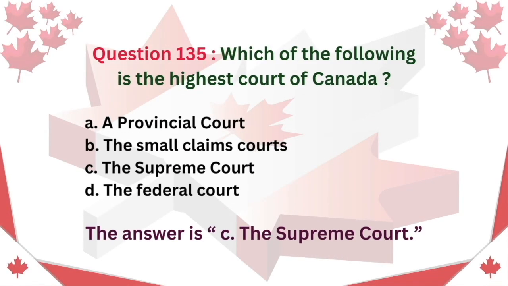Question 135. Which of the following is the highest court of Canada? A. A provincial court. B. The small claims courts. C. The Supreme Court. D. The federal court. The answer is C. The Supreme Court.